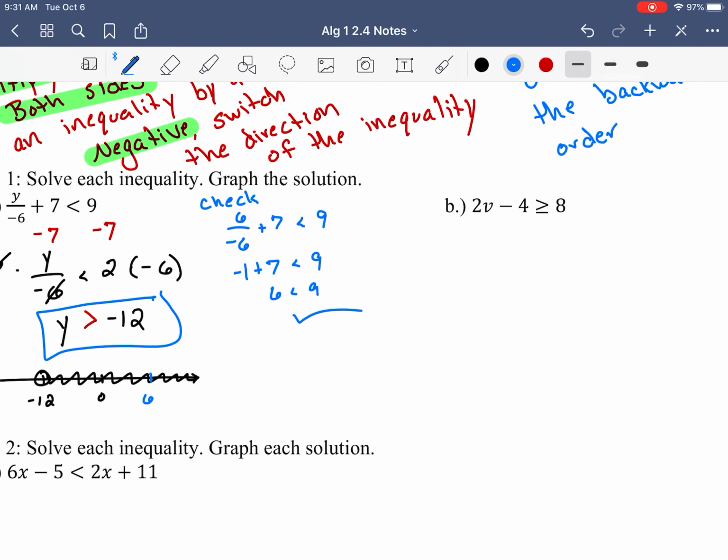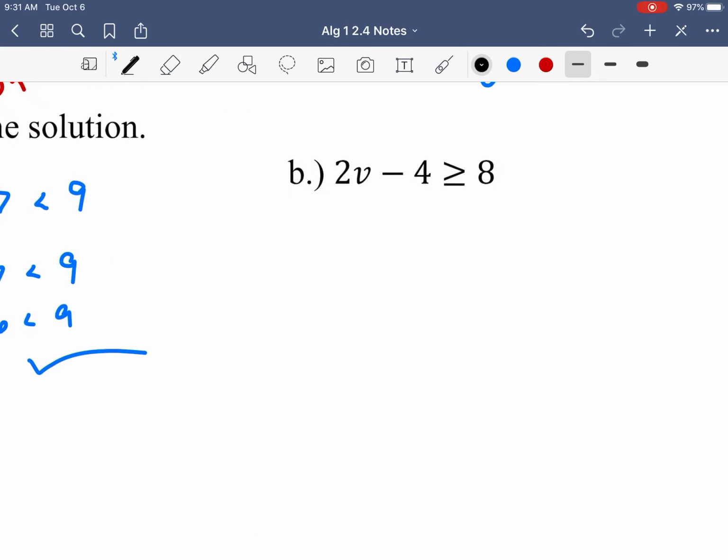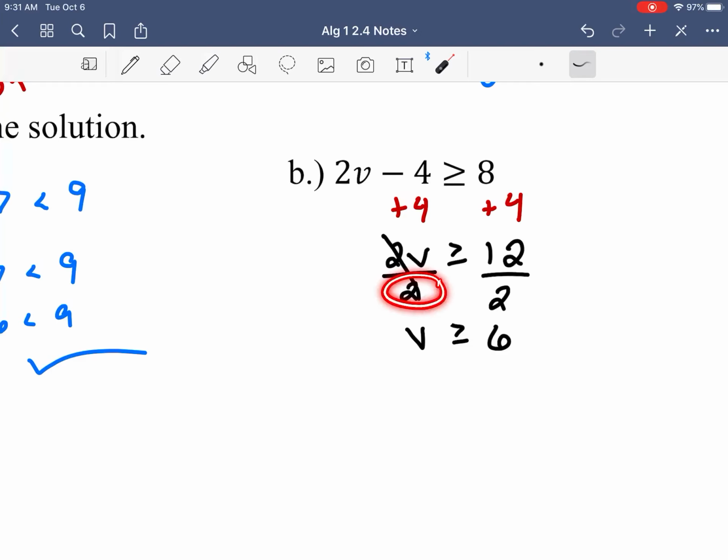Next one. We have 2v minus 4 is greater than or equal to 8. So we're solving for v. We have 2 times v, that's a multiply, and subtract 4. First, I have to undo the subtract 4, so I'm going to add 4 to both sides. This subtract 4, add 4 are opposite signs, so they add to 0. So 2v is greater than or equal to 12. Now I undo the multiply by dividing both sides by 2. v is greater than or equal to 6. Here I'm dividing by a positive 2, so I don't need to worry about switching the direction of my inequality.